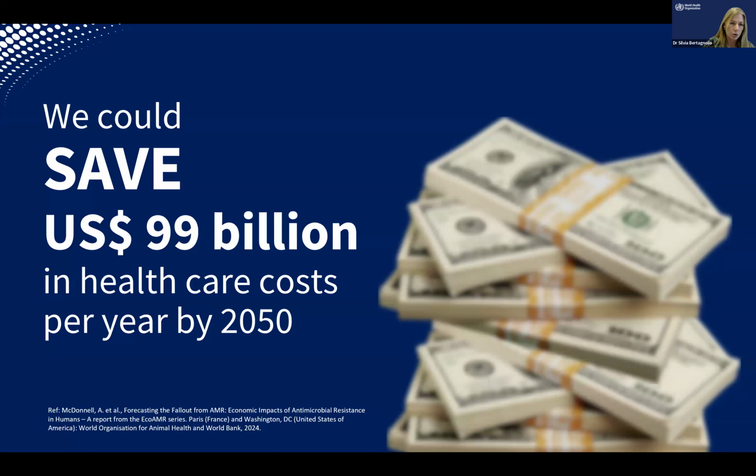Because better quality healthcare could save us a global health cost of 99 billion per year by 2050. So it's an incredibly high amount of funds.